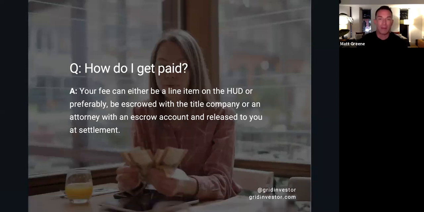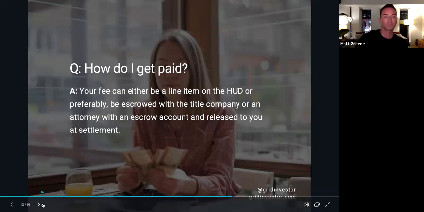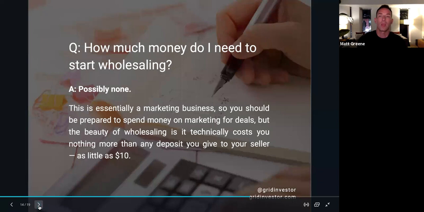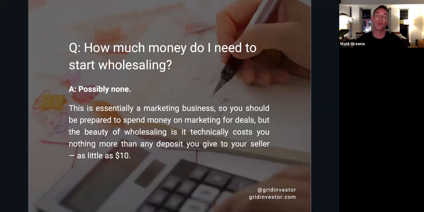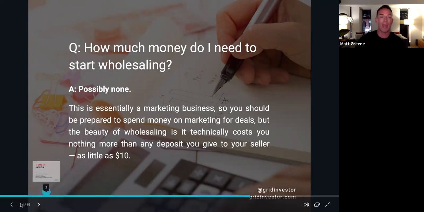How do you end up getting paid for an assignment contract? Typically, it is a line item on the HUD. So it will say, assignment fee to X, and then you get a check along with the seller. How much money do I need to start wholesaling? Well, it doesn't really take any money at all. This is essentially a marketing business. So if you have a deal and you're able to market that out to your sphere of influence or investors that you work with, you could potentially do this with no outlay at all.